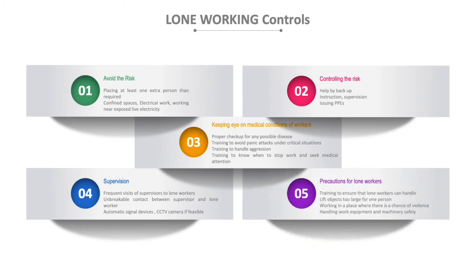Then there is another point that should be considered while working in an environment where you are alone. The precautions for lone workers include training to ensure that lone workers can handle lifting objects too large for one person, working in a place where there is a chance of violence, and handling work equipment and machinery safely. So these are some very critical points in work at height risk assessment and lone working risk assessment.